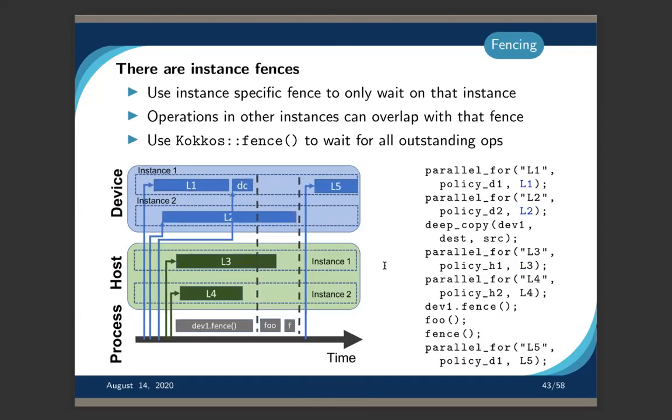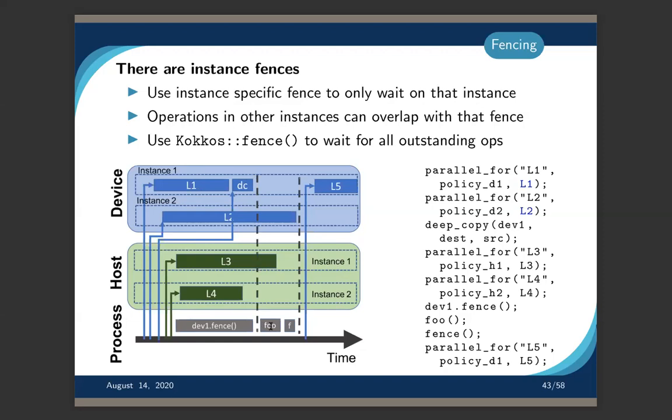You can also call instance fences, right? So say I dispatch now, really complicated, right? Say I had like HPX as my backend and I had two different instances here, two different thread pools, which are asynchronous. I can create all these and dispatch them all and they are all asynchronous. They all overlap with each other, including the deep copy.